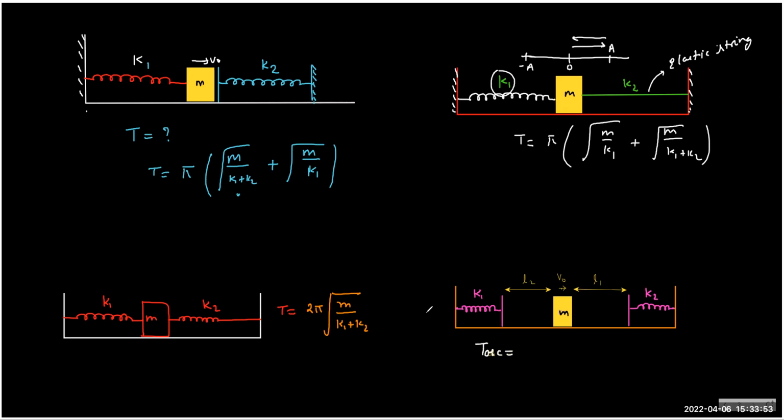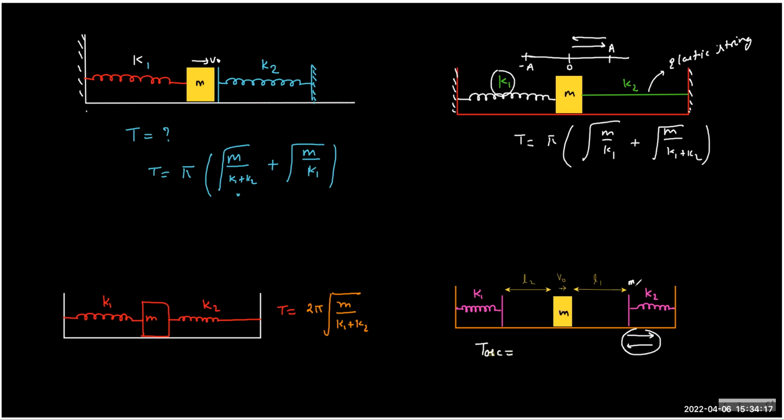Sir, is it 2 pi root under m by k2 plus 2 pi root under m by k1 plus 2 L1 plus 2 L2 by v0? See, you cannot complete the oscillation with the spring, because the spring can only support you halfway. The moment you hit the spring, that is the mean position. You can go here and come back, but you cannot go on the other side. That means you only complete a half oscillation.